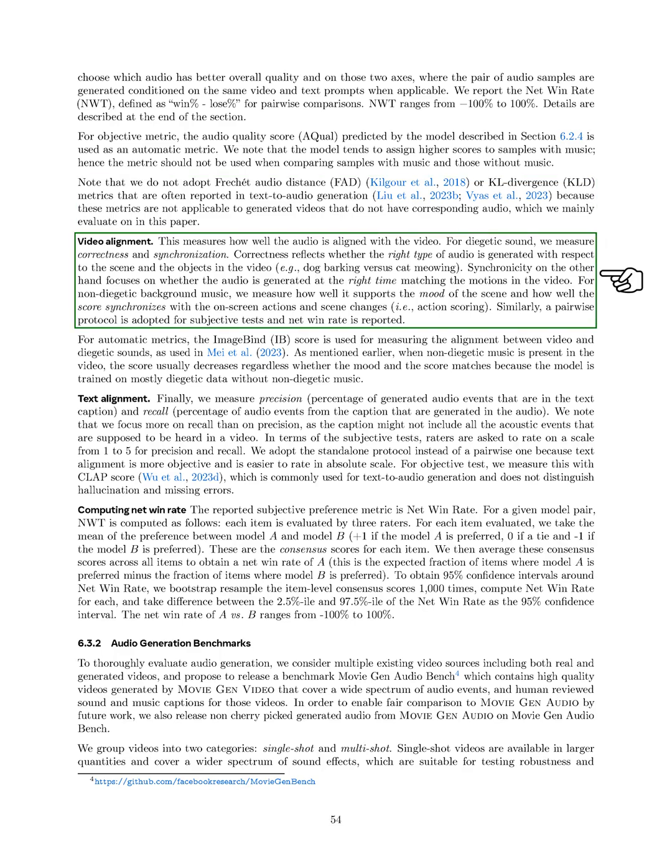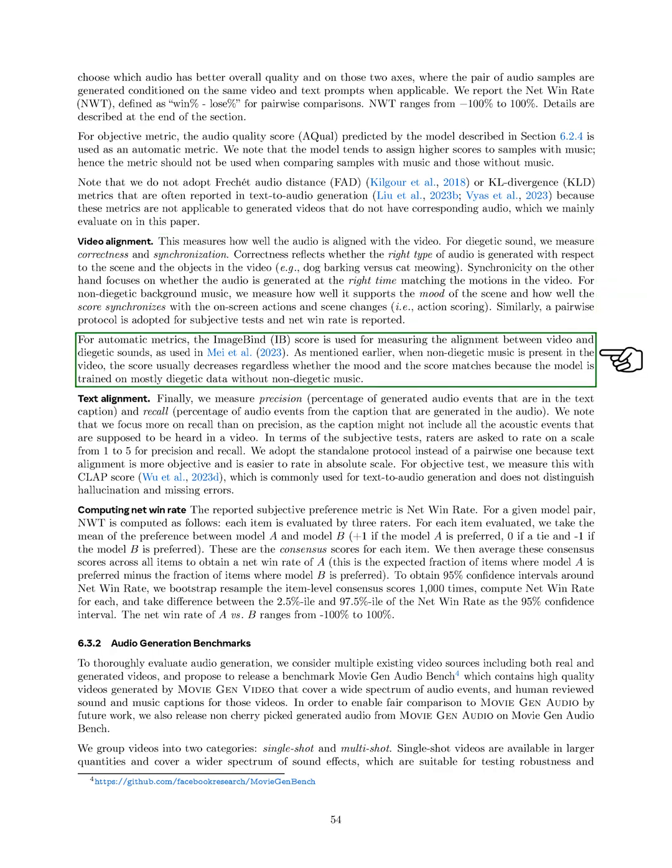For video alignment, we measure how well the audio matches the video. For diegetic sounds, we evaluate correctness, whether the right audio is generated for the scene, and synchronicity, which checks if the audio occurs at the right time. For non-diegetic background music, we assess how well it fits the scene's mood and synchronizes with actions. We again use a pairwise method for subjective tests and report the net win rate. For automatic metrics, we employ the ImageBind score to measure alignment between video and diegetic sounds, noting that the presence of non-diegetic music often lowers the score.